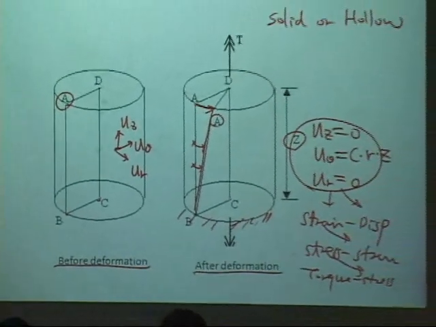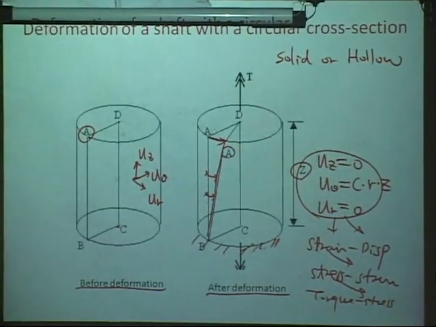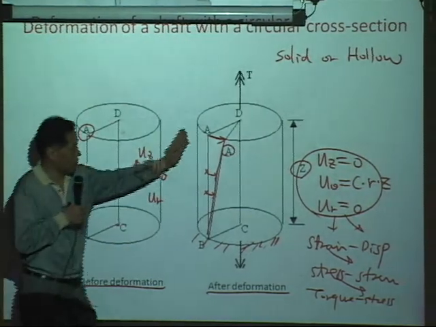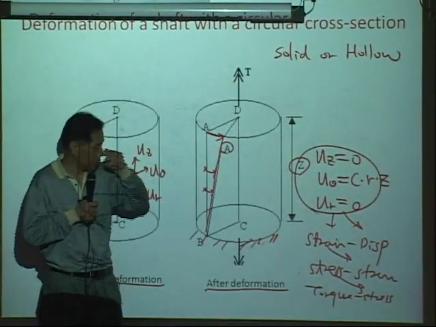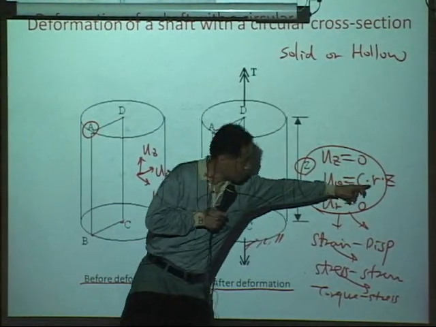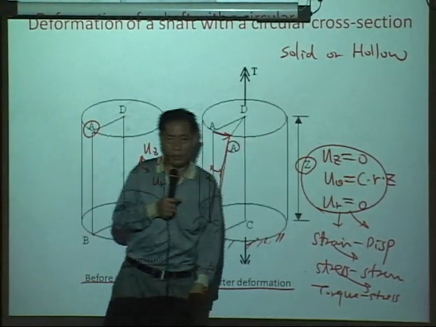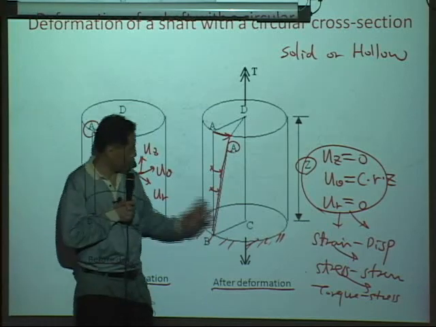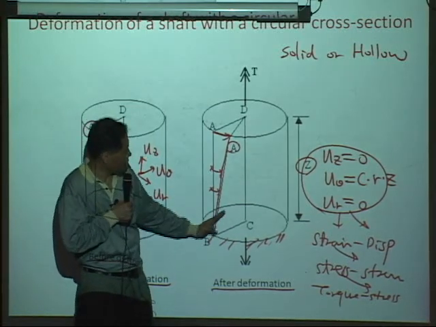Is the displacement line not curved in a line? No, it will be just straight. Yes, it's straight. And that's why U theta is proportional to Z and R. Okay, why? That's a very good question. Why is it not a curve?